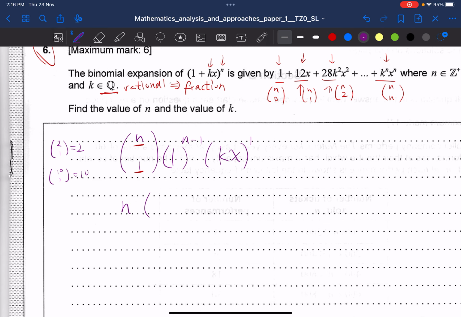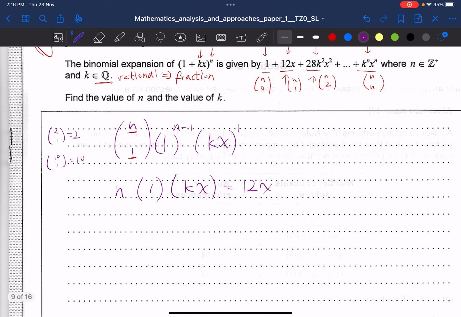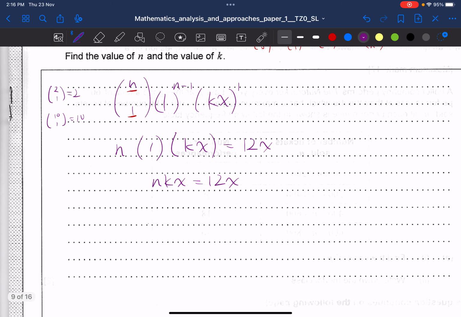1 to the power of what? 1 to the power of whatever number is still 1, as long as it's not the power of infinity. And then kx, okay? So this actually equals 12x over here. So I think we have a first equation here, which is nkx equals 12x. When we cancel the x, we just get nk is 12. Okay, so this is our first equation.